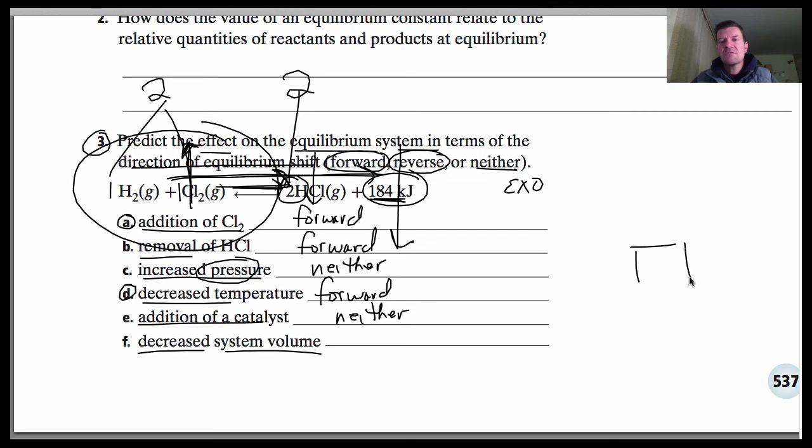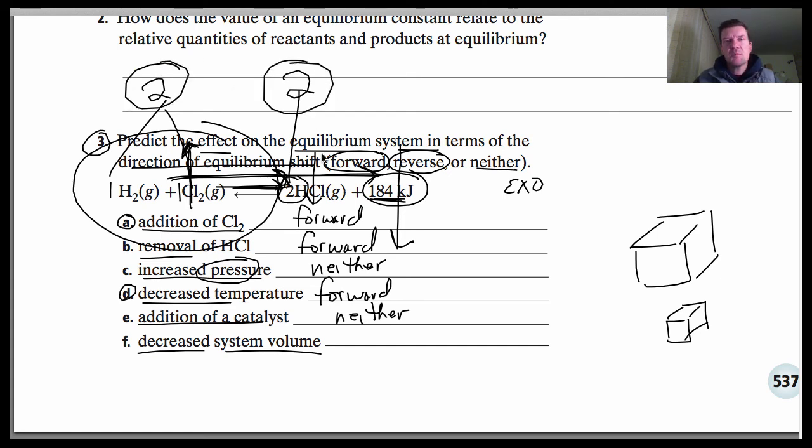Okay? And then decrease the system volume. If you decrease the volume of something, okay, if you make this shrink, make it smaller here, basically what you're doing is you're increasing the pressure. It's like squeezing it. Increasing the pressure is going to make it shift to the direction that has fewer particles. Well, we already established that it doesn't matter. You have the same number of particles on both sides, so that's neither. Okay? And there you go.